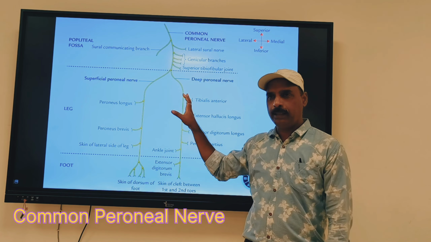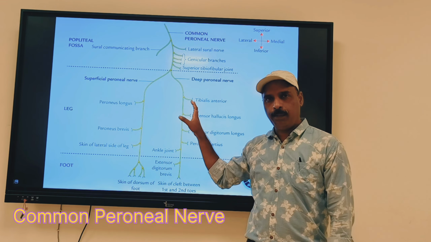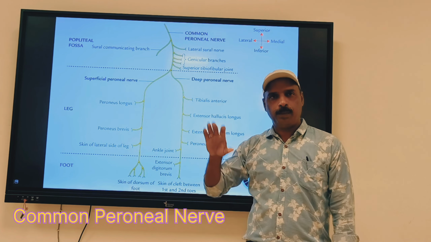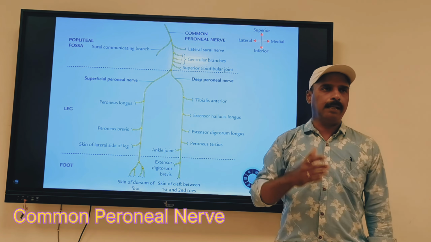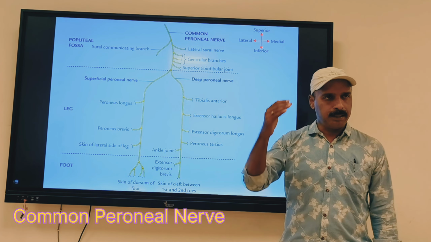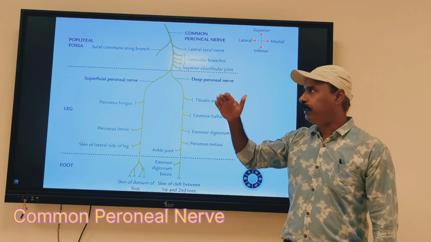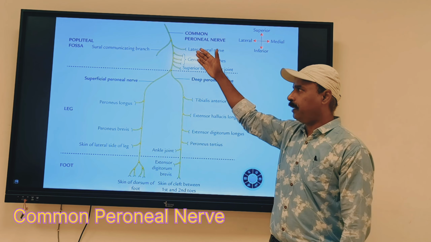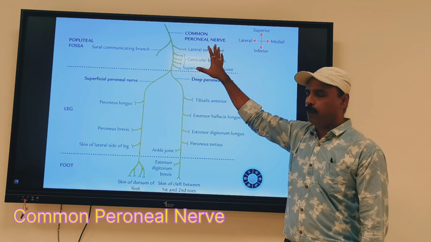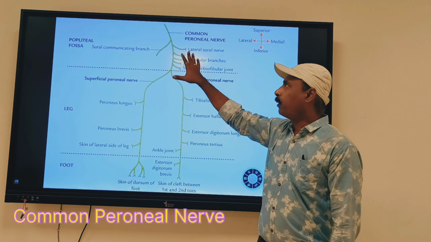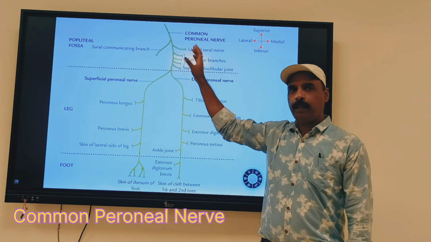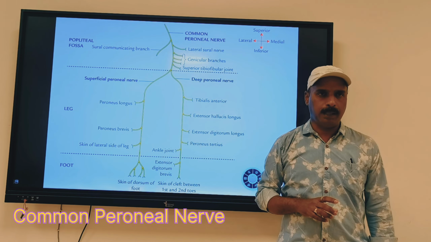So what do you have to tell about the peroneal nerve? It is a branch of the sciatic nerve at the superior angle of the popliteal fossa. It runs its course along the lateral side of the leg region, through the popliteal fossa, the leg, and the foot region. In the popliteal region, you have to tell the lateral sural nerve and the genicular branch. You have also come across the common peroneal nerve as a content of the popliteal fossa.